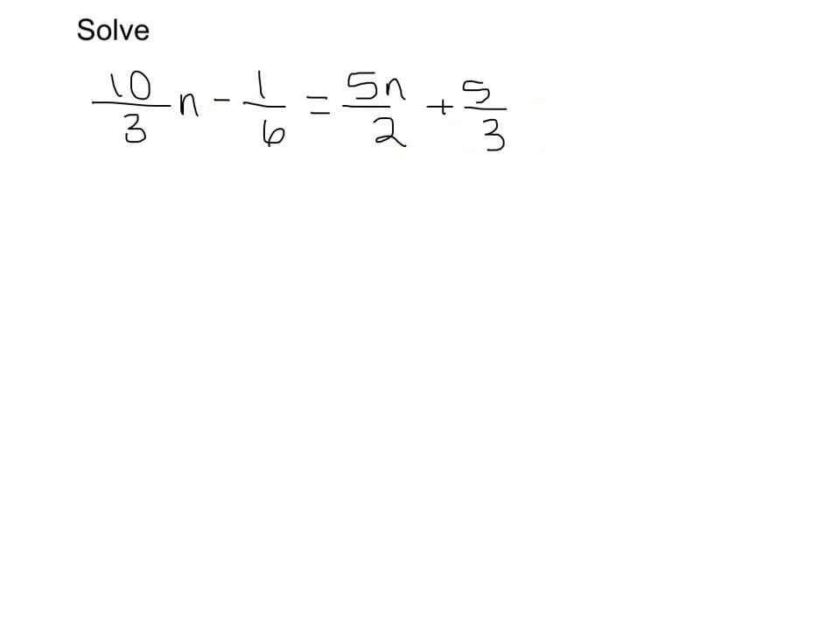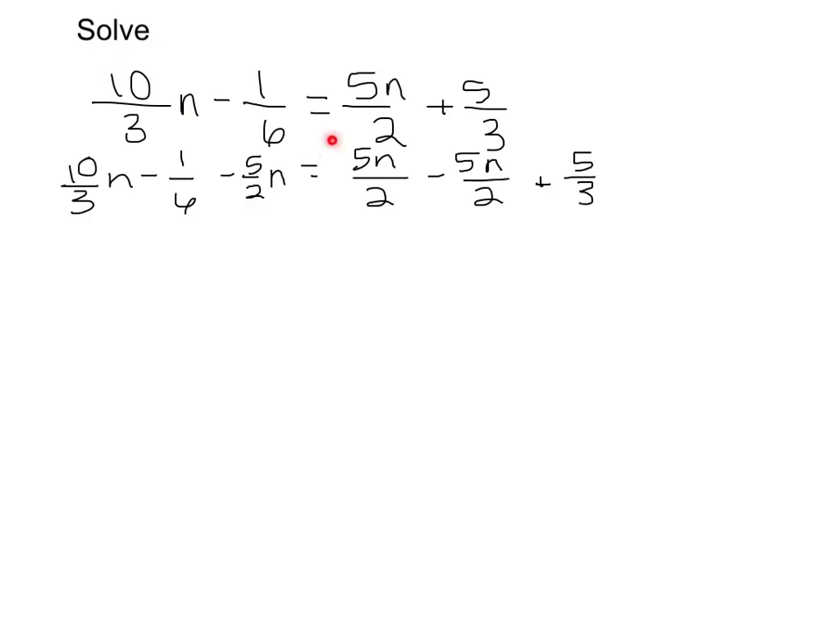So it doesn't really matter, but I'm going to start by subtracting my 5 halves n over to the left side of the equation. As you can see, the 5 halves n minus 5 halves n, or 5n over 2, will add together to equal 0. They're additive inverses. And now I have my like terms over here, but I don't have the same denominator, so I'm going to have to work to combine those. But first, I'm going to go ahead and add my constant from the left side to the right side.